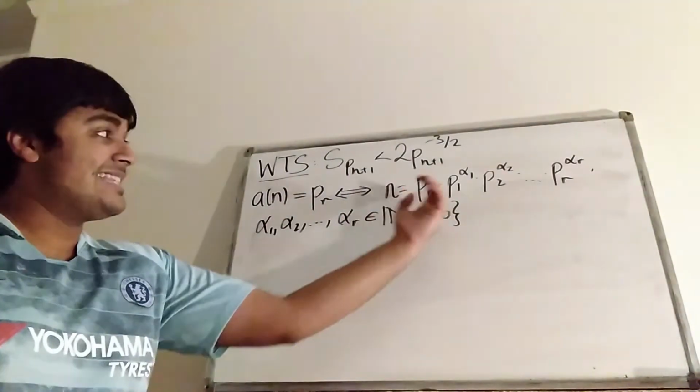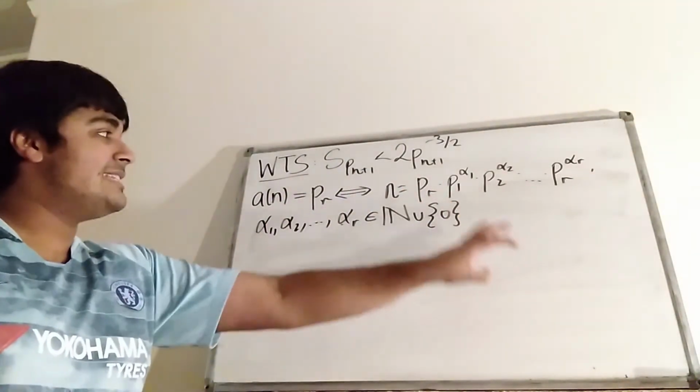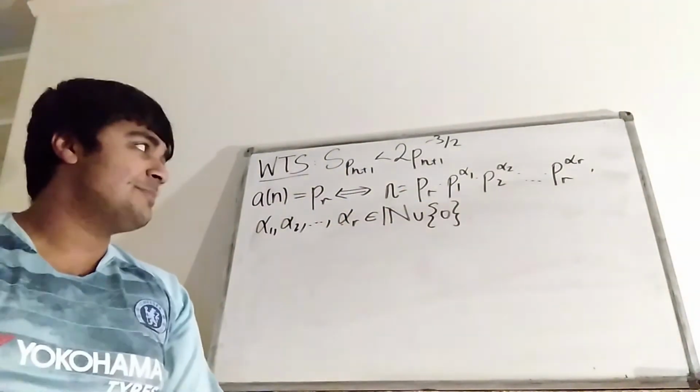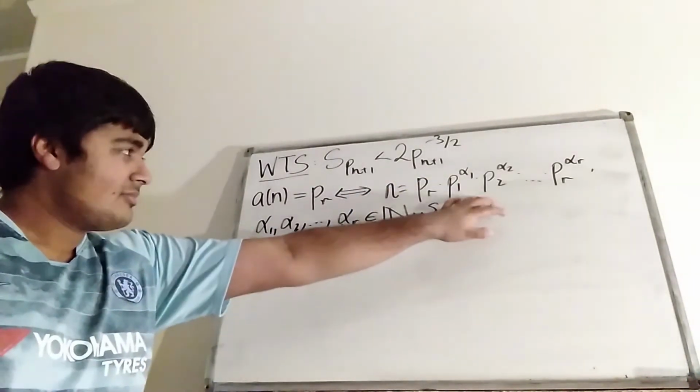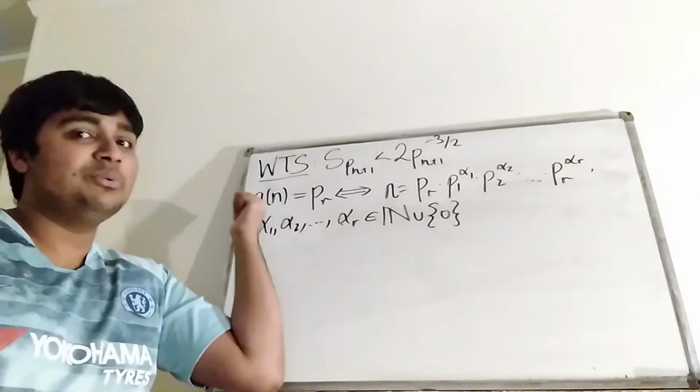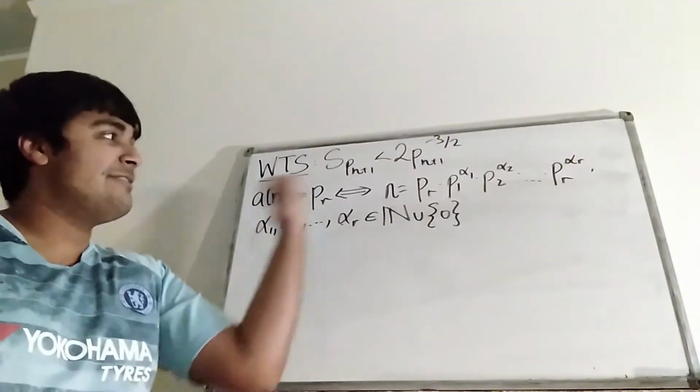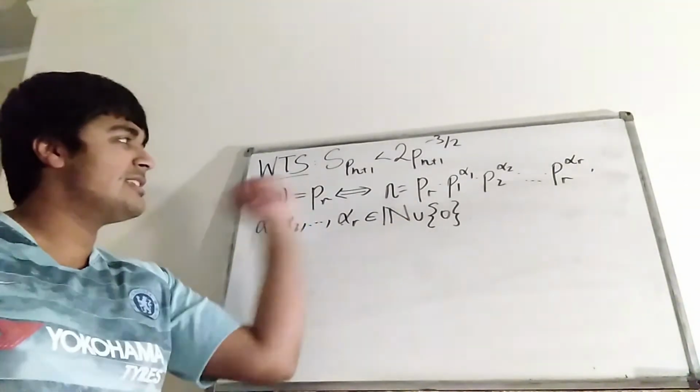Okay, so certainly n takes this form here, and now conversely, suppose n takes the form pr times p1 to the alpha 1 times p2 to the alpha 2, and so on, then an equals pr. Okay, so this is an if and only if relationship, and the reason the converse holds is quite clear.